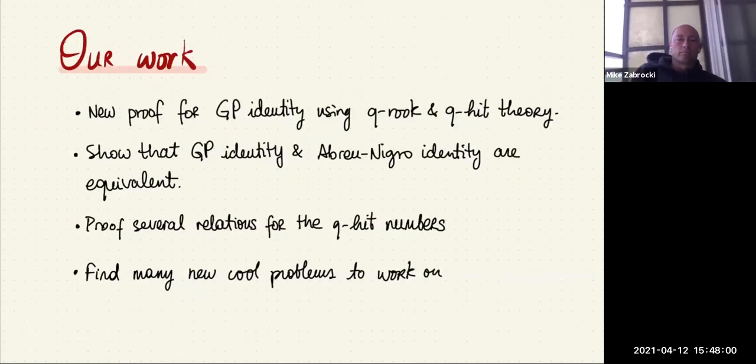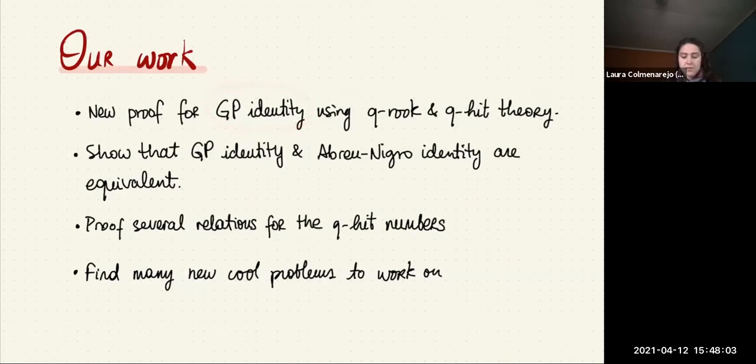So what we did was give a new proof for the White-Paquette identity using q-rook theory and q-hit theory. We really hope that he published his proof at some point. We also saw that the White-Paquette and Abreu-Nigro identities were actually equivalent. And on the way, and I'm going to try to give you an idea of that in the next 5 minutes, we also had to prove a lot of relations for q-hit numbers. We also found there were many problems that we were not able to solve, that I think are very cool to look at still, and way more combinatorial than our results.